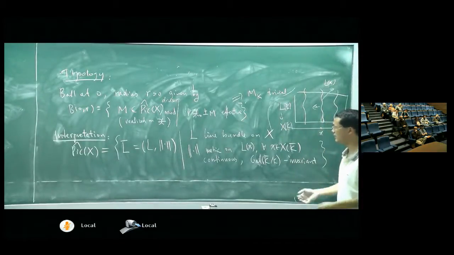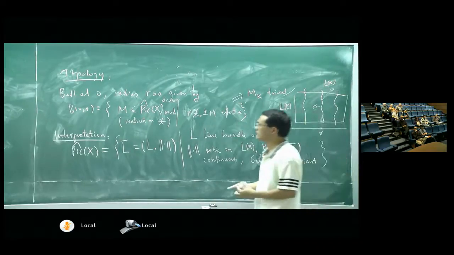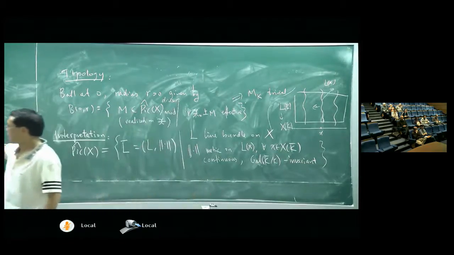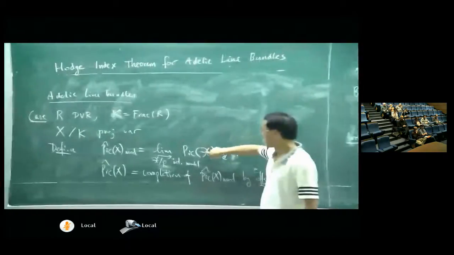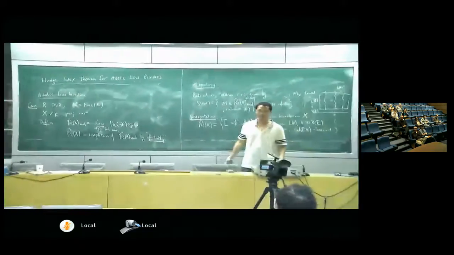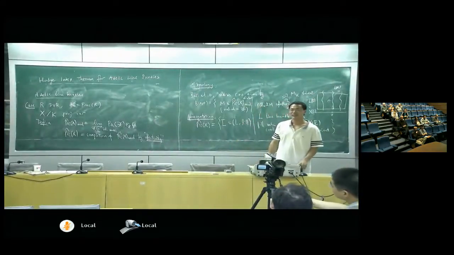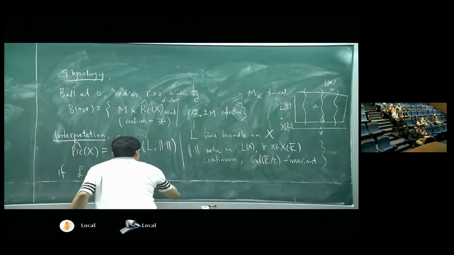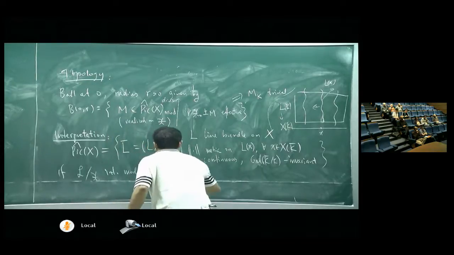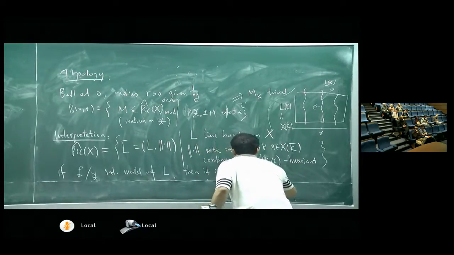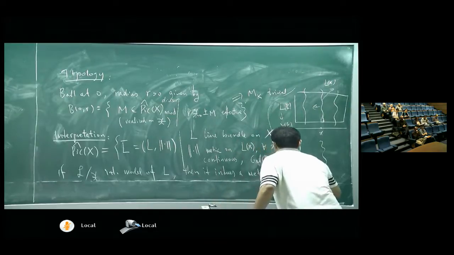So this is another interpretation, to get the construction from here to here. It's very simple. We first start with line models on integral models, and since line models on integral models have integral structures, they just induce metrics automatically. So if L_X is an integral model of L, then it induces a metric on L.